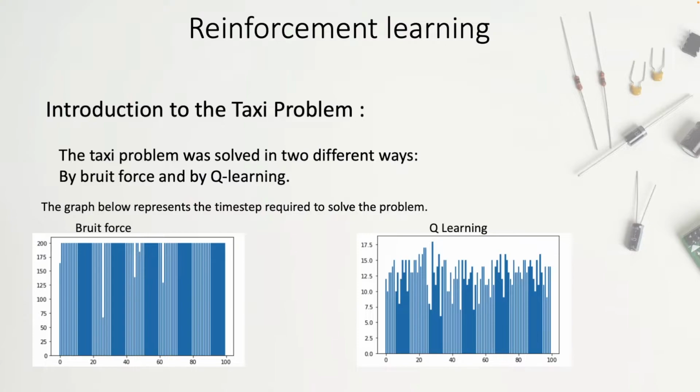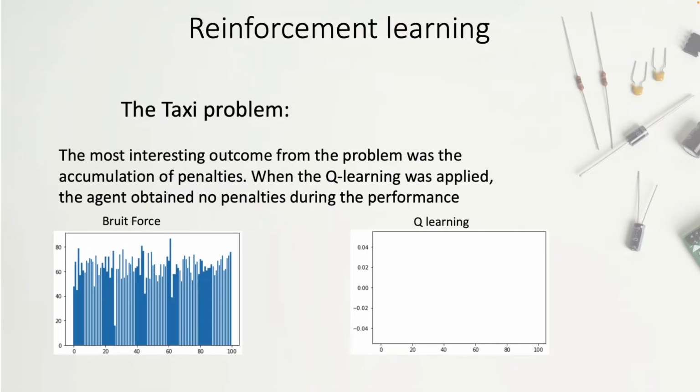So you can see in the brute force where we recorded the time steps to solve the problem. In the brute force, we took up to 200 steps to solve the problem for one run, whereas in the Q-learning, the time steps got very low, from 17.5 to about 7. The Q-learning is even better when we talk about penalties. In the outcomes of brute force, the agent was collecting up to 80 penalties per run, whereas after the Q-learning, there were no penalties accumulated at all.